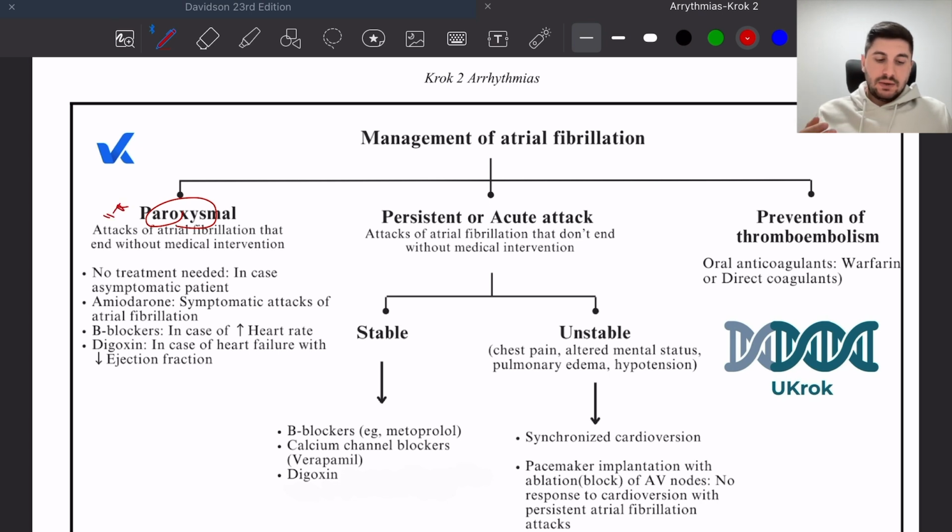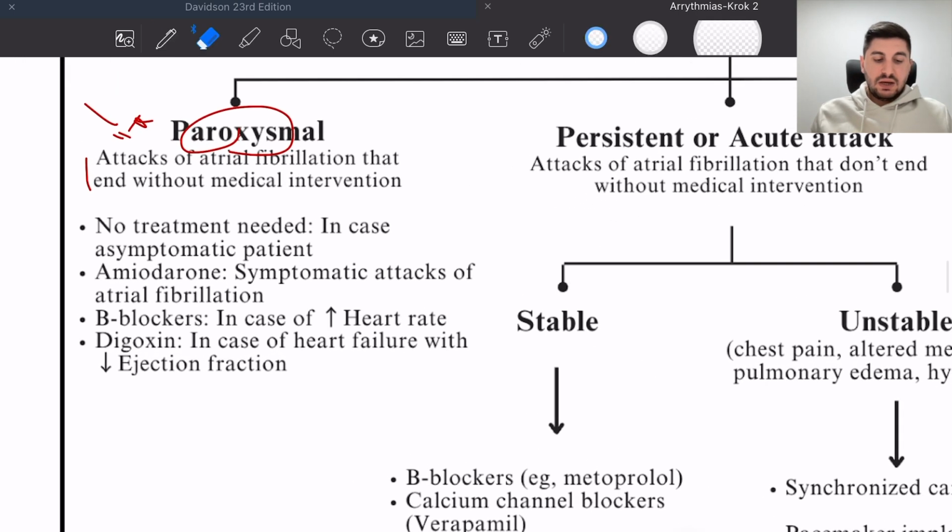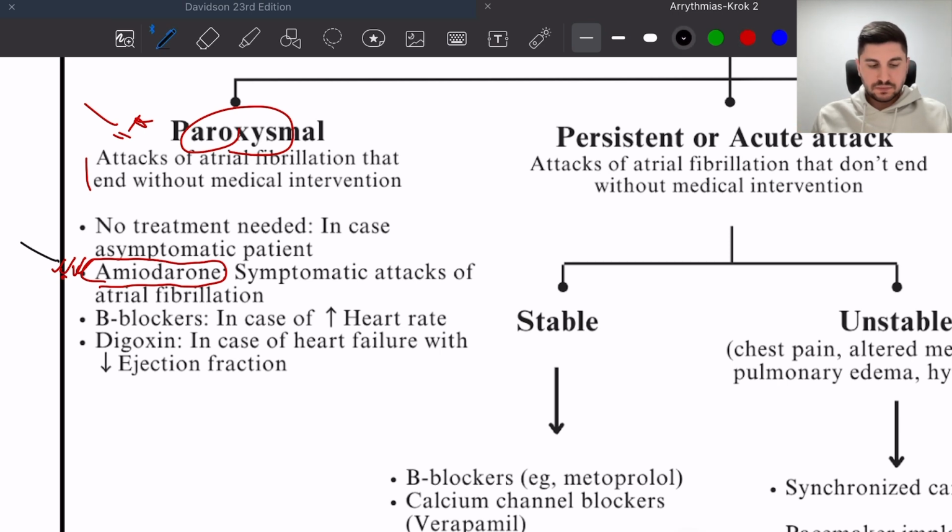Okay, if the atrial fibrillation is paroxysmal, with the attacks happening every 2-3 months, and they end without medical intervention, so without going to the hospital, then we call them paroxysmal. They are symptomatic. We use amiodarone, and this is the drug they like you to know in Krok.